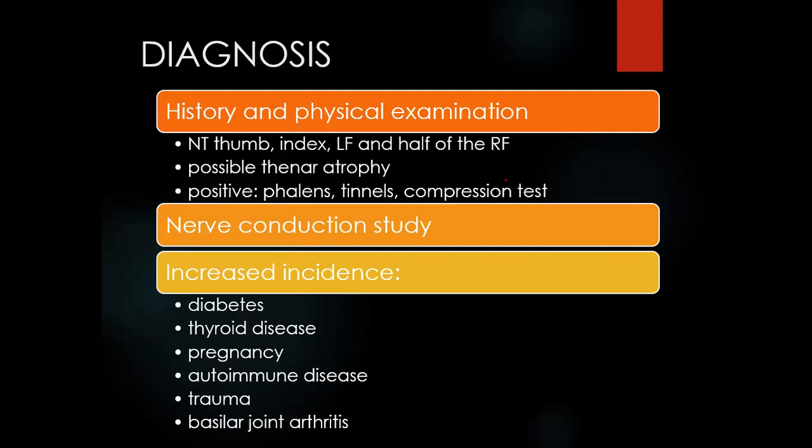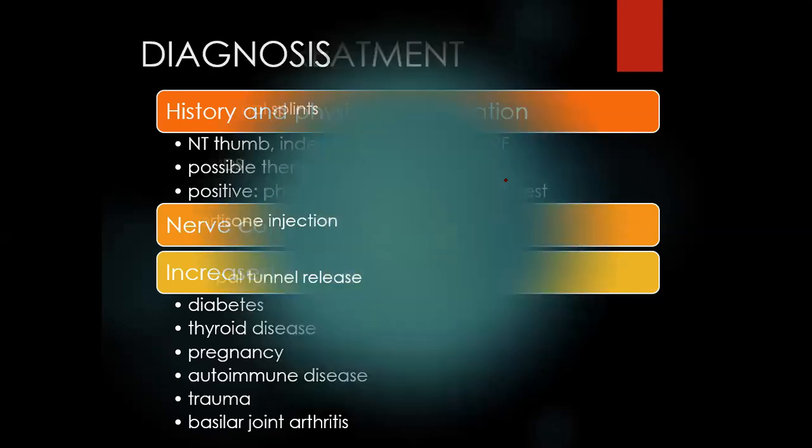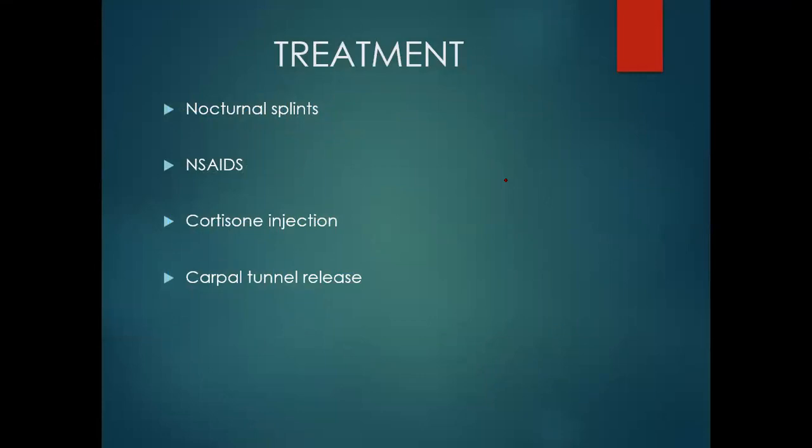There is increased incidence with diabetes, thyroid disease, pregnancy, autoimmune disease, trauma, or basilar joint arthritis. So what does that mean? It basically means if you have inflammation in your body, you're more likely to suffer from this. So the treatment is these nocturnal splints. They put people in those wrist splints and see if that makes a difference. Because a lot of times at night we tend to sleep like little babies, all rolled up, and so it puts pressure on that nerve. So if we put them in the splints at night, it really helps.